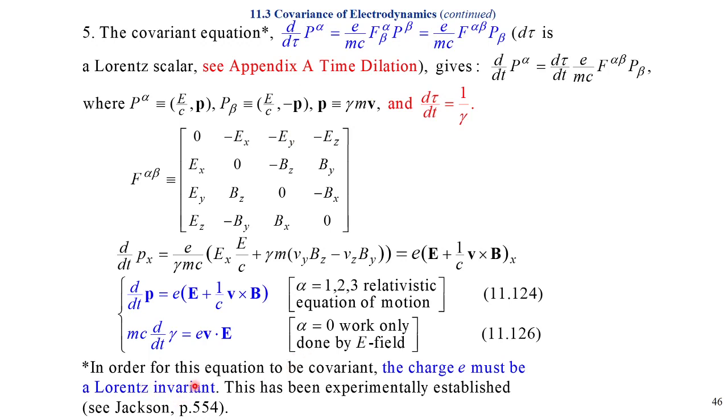In order for this equation to be covariant, the charge e must be a Lorentz invariant. Why? c is a constant. m, if no interactions, then it should be invariant in all the Lorentz frames. If m is not converted to energy, okay. m actually can convert to energy. So m, remember we talked about m before.